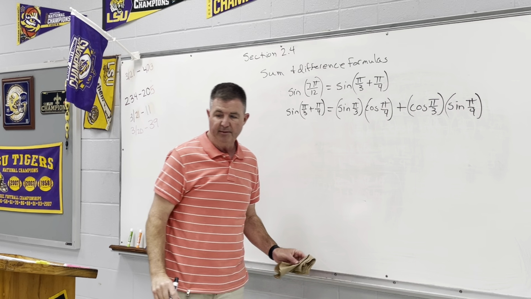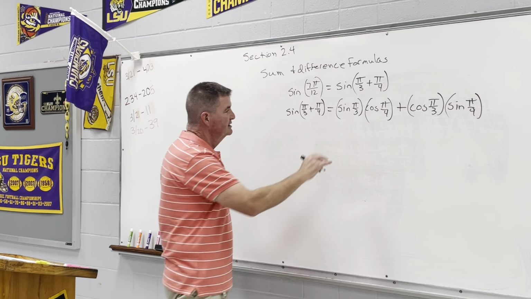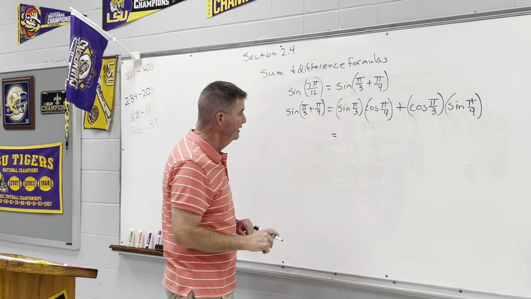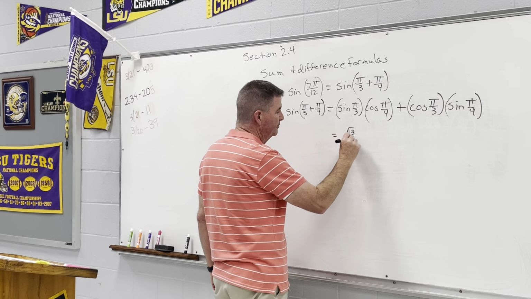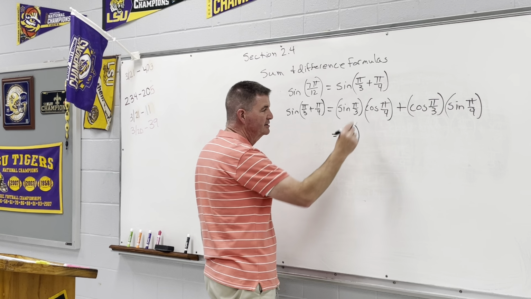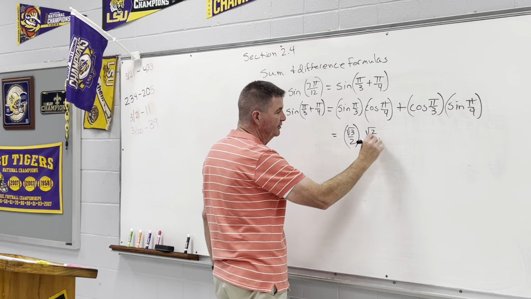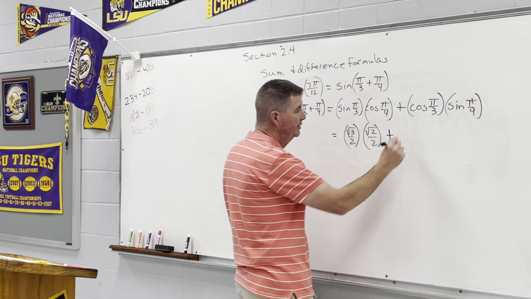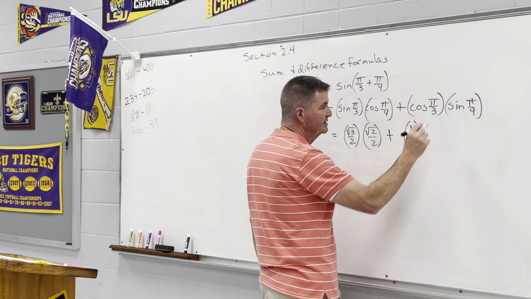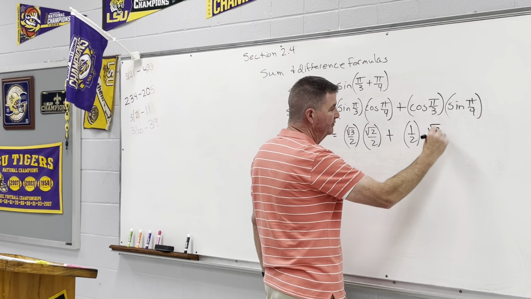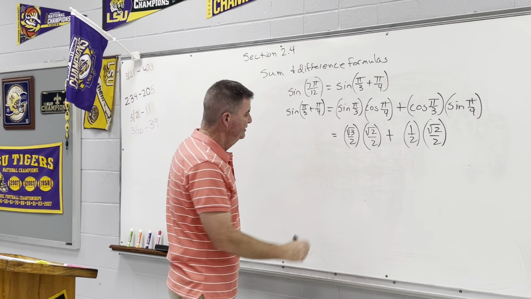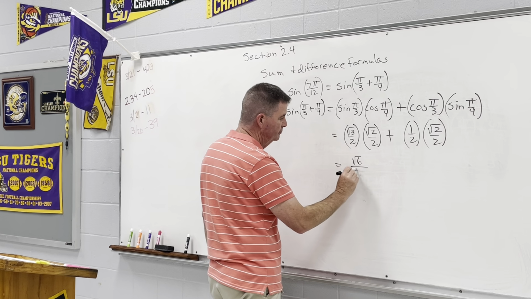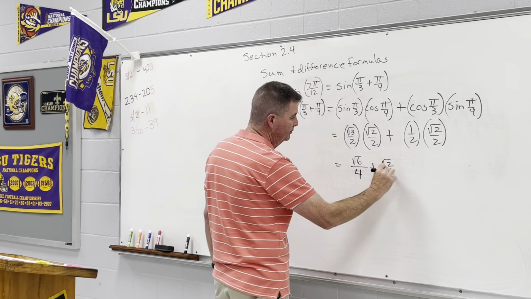And now we have to remember the values of each one of these. The sine, which is the y at pi over 3, which is the 60-degree angle, is going to be the larger, square root of 3 over 2. And the cosine of pi over 4, square root of 2 over 2. Plus the cosine of pi over 3, the x value, the small one, 1/2, times the sine of pi over 4, which is square root of 2 over 2. When we multiply these together, we get the square root of 6 over 4 plus the square root of 2 over 4.